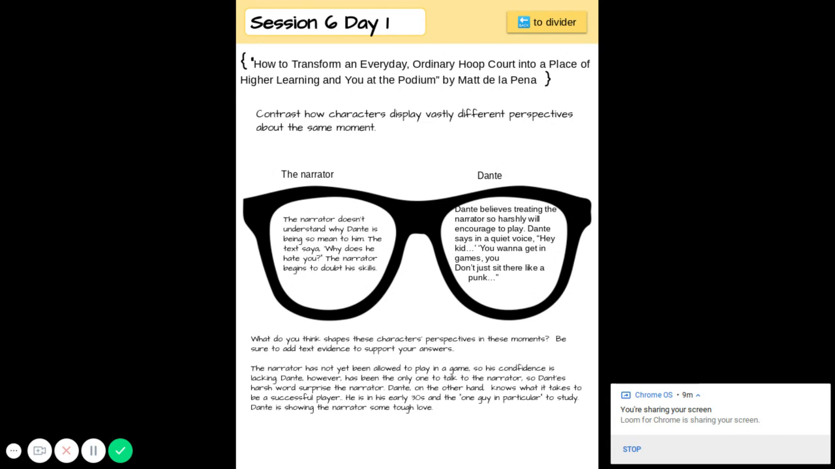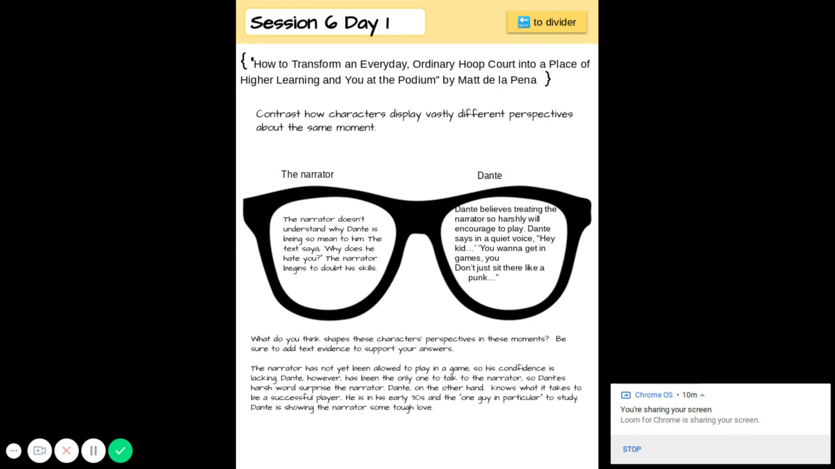So, I'm going to continue to my graphic organizer right here. The narrator doesn't understand why Dante is being so mean to him. Going back to the text, it says, why does he hate you? The narrator begins to doubt his skills because all along, the narrator has actually been the only one that has spoken to him. But as we read on into the various pages, we find out why Dante actually does what he does and how he views his actions.